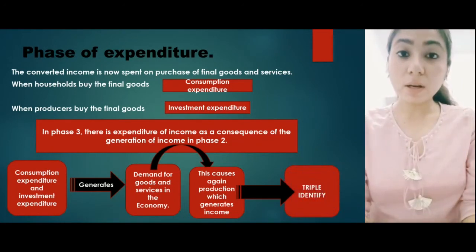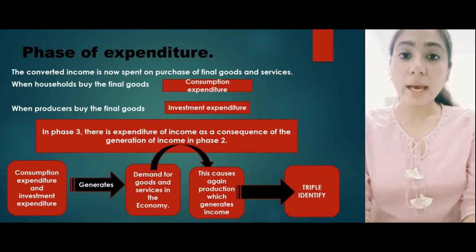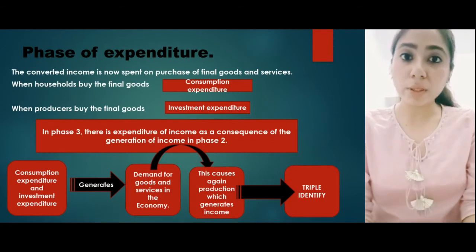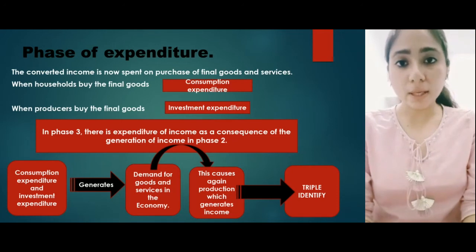And that is why these are called the triple identity, because there are three things involved: the production, income, and expenditure. And through this we'll move on to a model, which I'll explain by taking some assumptions firstly. So move on to the next slide.